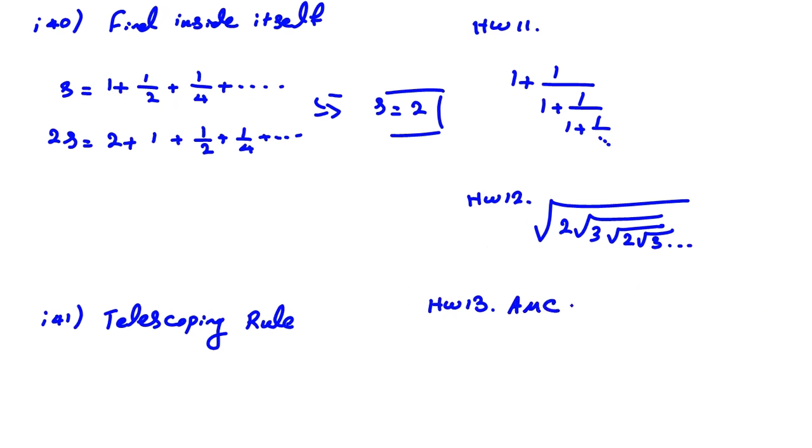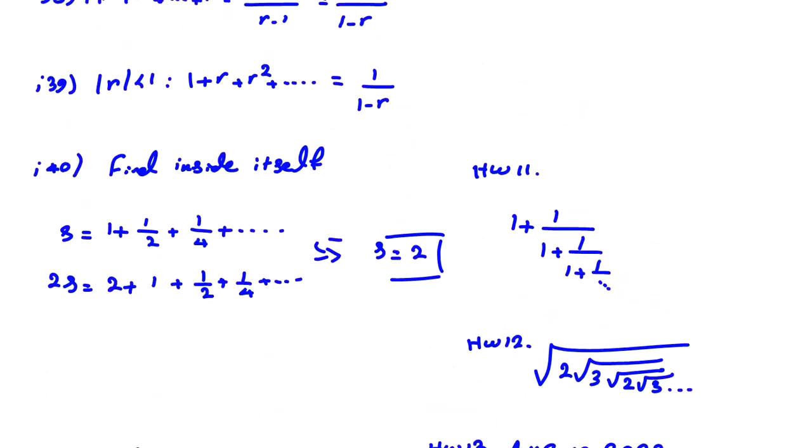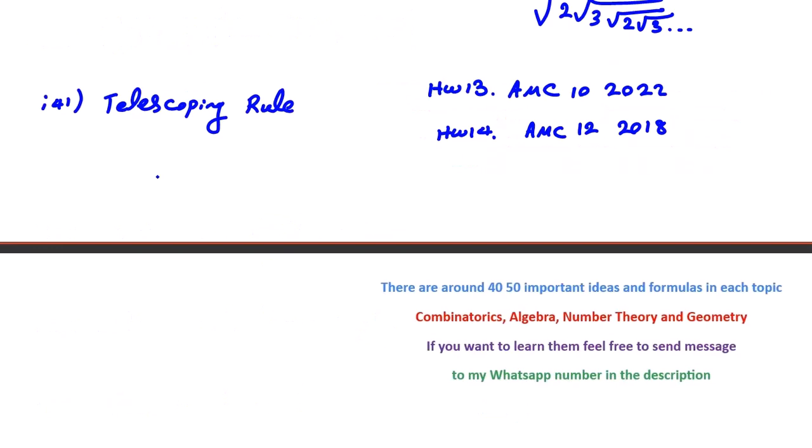AMC 10, 2022, we had a problem that could be solved with this telescoping rule. AMC, I remember these two problems. AMC 12, 2017 or 18. If you want to know exact problems, send a message to my WhatsApp number. The telescoping rule is what?